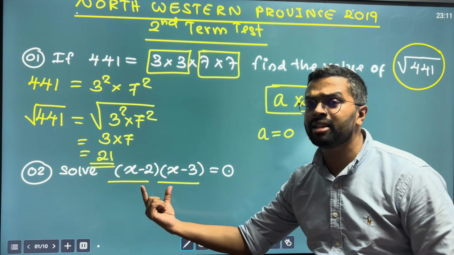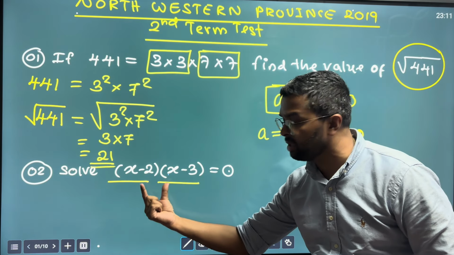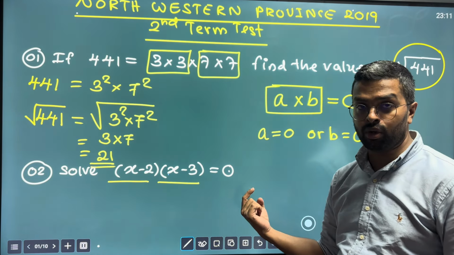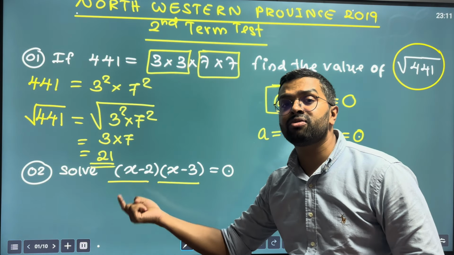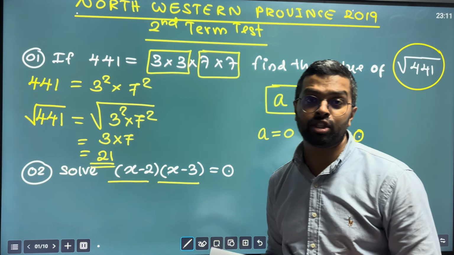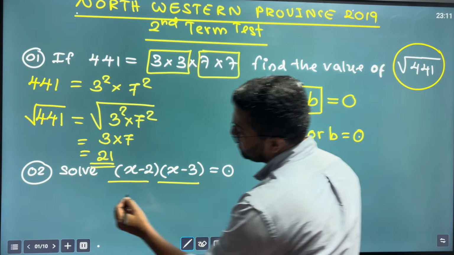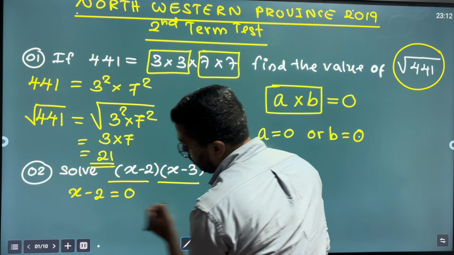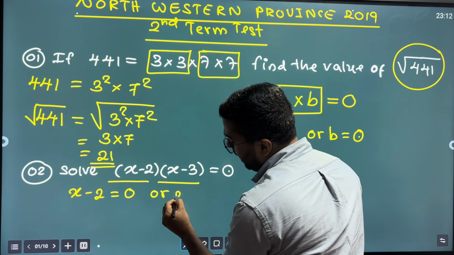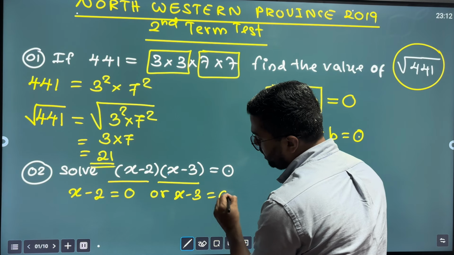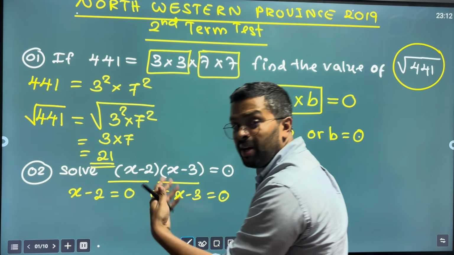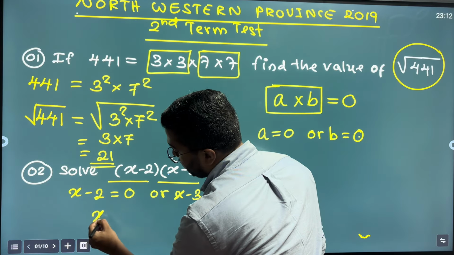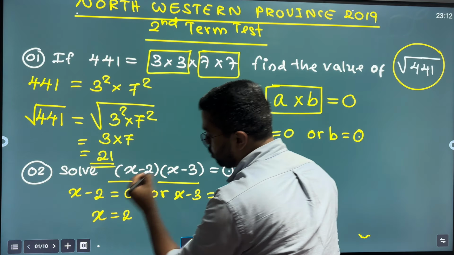So the theory behind this is the product of two terms, otherwise the product of two factors, if it is equal to 0, then at least one of the factors should be equal to 0, right? So using that, I can say either x minus 2 equals 0, or else x minus 3 should be equal to 0. So if x minus 2 is equal to 0, then x is equal to 2. We have to bring this negative 2 to the right hand side.